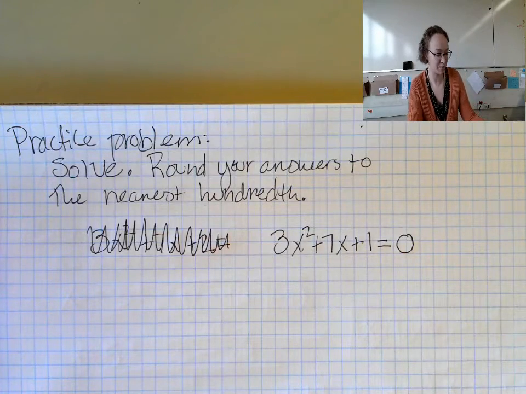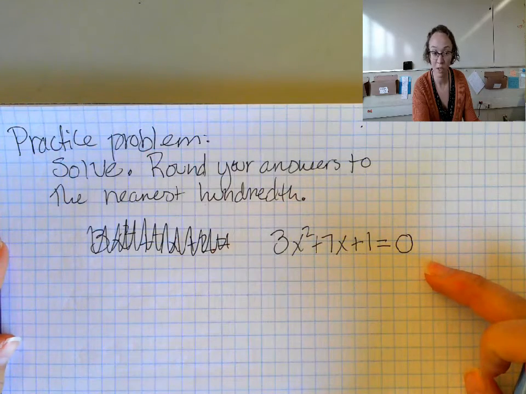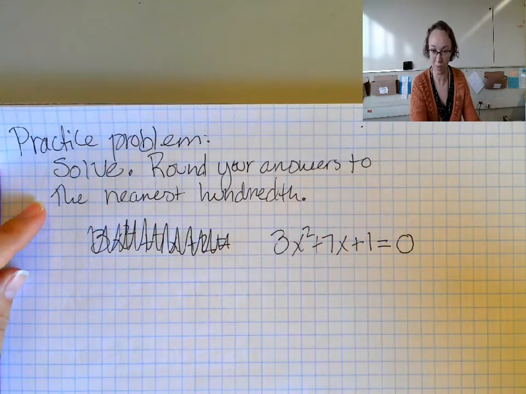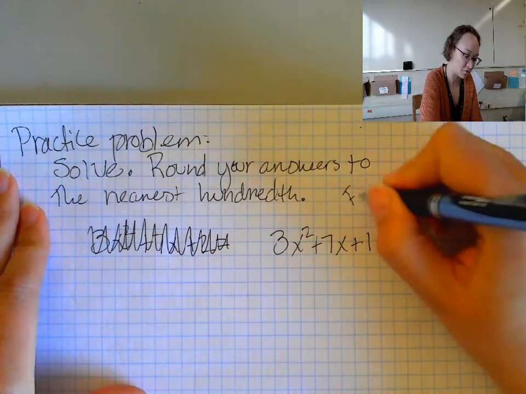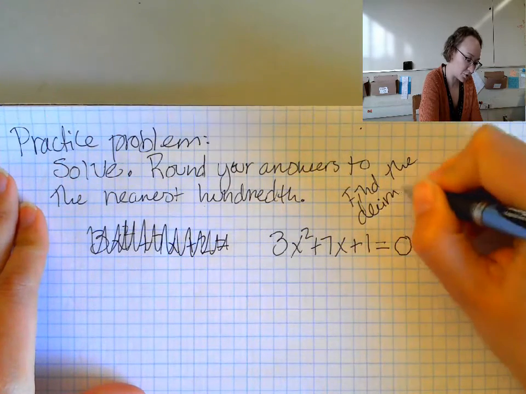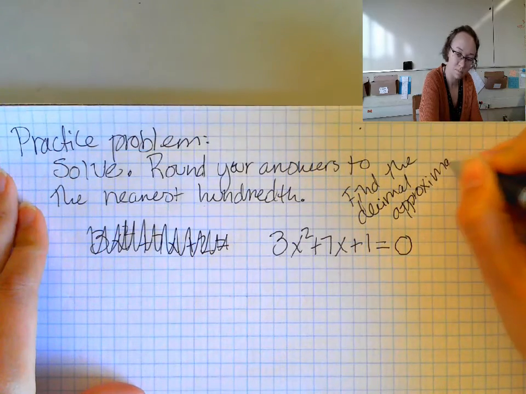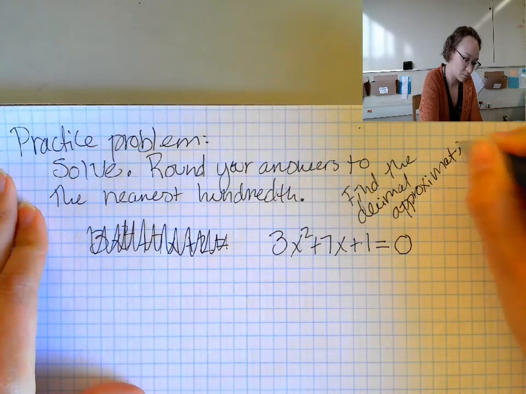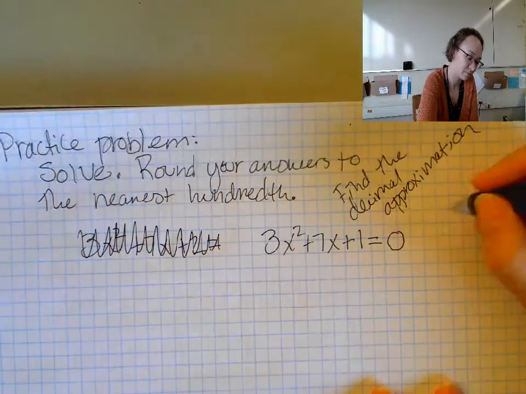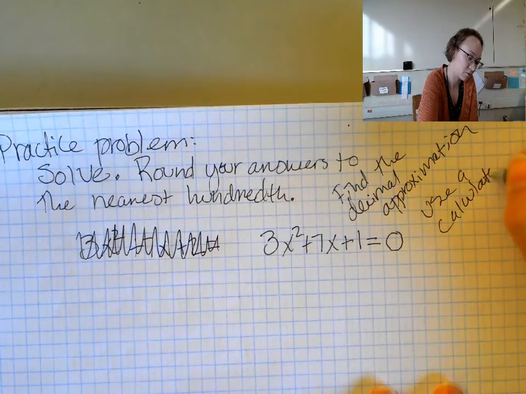All right, for your practice problem, I've given you another one. I want you to solve using the quadratic formula. I want you to round your answers to the nearest hundredth. That's your clue. This one's going to end up irrational, and I want you to find the decimal approximation. Good luck. Use a calculator.